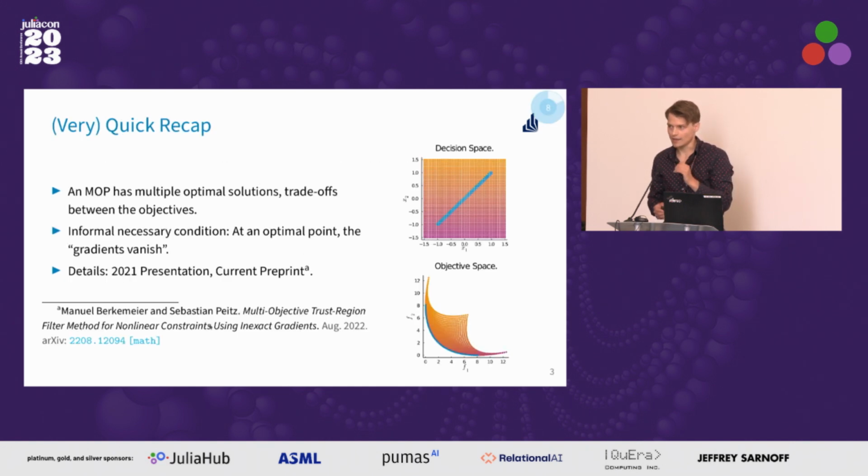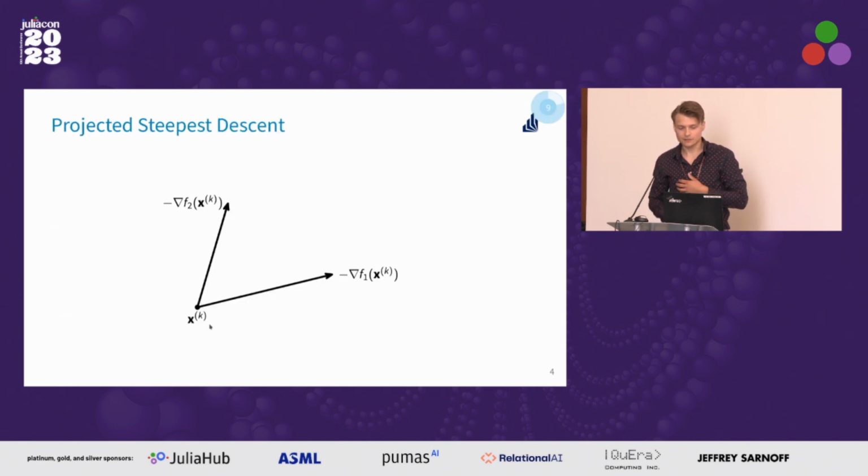And if you don't know anything about multi-objective optimization, generally it's about finding trade-offs between the different objectives, and then you usually get multiple solutions, which we call the Pareto set or Pareto front, and you can see it on the right in blue. And there's also some necessary condition, which basically means the gradients vanish. It's a bit hand-wavy. You can look into the presentation 2 years back or our current preprint for details. I'll just show some pictures of what we do conceptually.